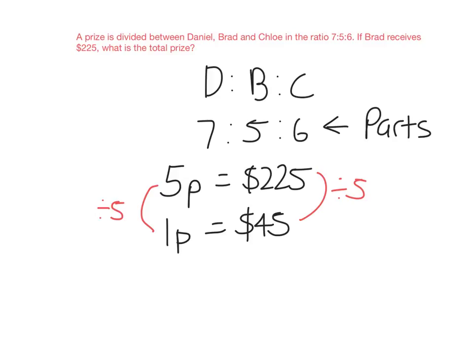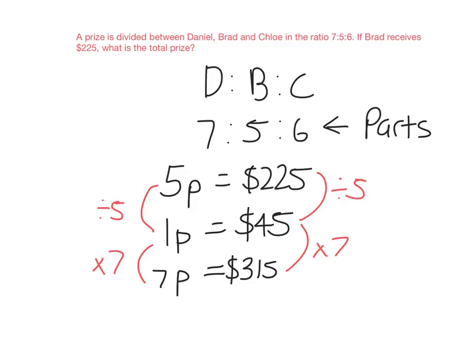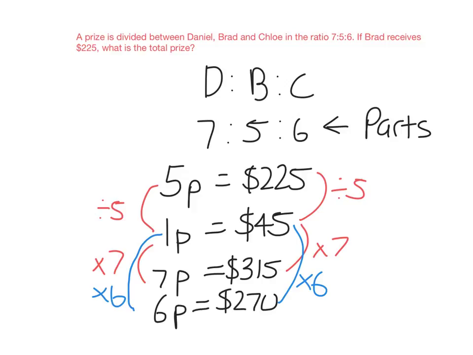So therefore, if I want to find out how much Daniel got, I times by 7 because he got 7 parts. So 7 parts is worth 45 times 7, which is $315. That's how much Daniel received. Now, if I want to find out how much Chloe received, I take my one part, which is $45, and I times it by 6. 6 parts is 6 times 45, which is 270. So this is how much Chloe received, how much Daniel received, and I already knew how much Brad received.